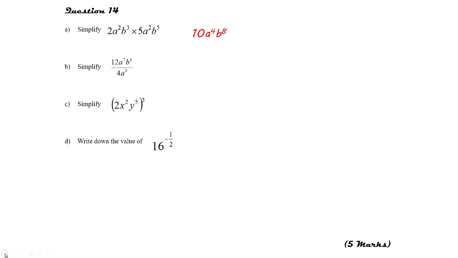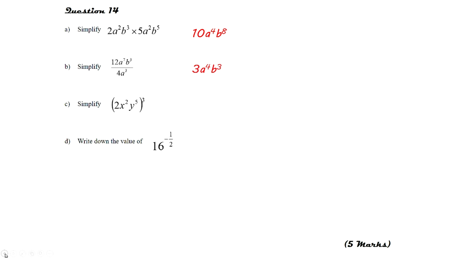In part B, same again, deal with the numbers, then the a's, then the b's. 12 divided by 4 is 3. A to the 7 divided by a cubed, or a to the 3, is a to the power of 4. And b to the power of 3, well, it's not got any b's there to be divided by, so that guy's just left on his own and stays as b to the power of 3.